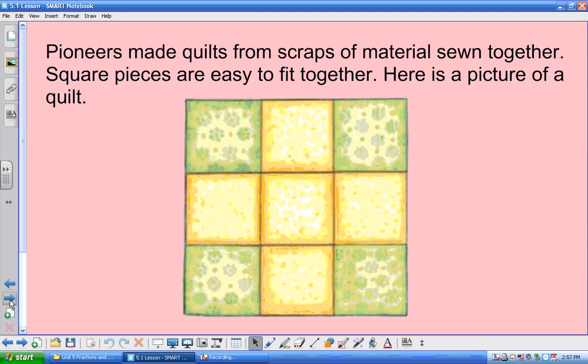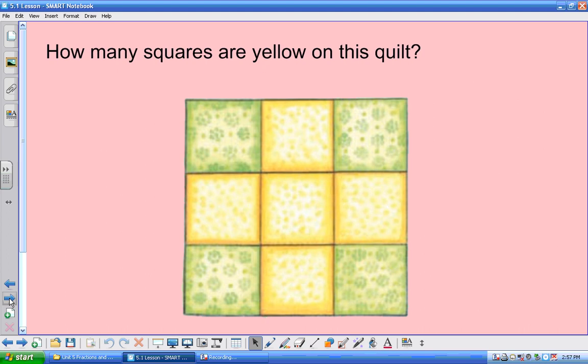Pioneers, many, many years ago, made quilts from scraps of material sewn together. Square pieces are easily fit together. Here is a picture of a quilt. Now, it's kind of hard to tell because I'm looking at this going, can you guys tell the difference between the colors? Yes. You can? All right, so there's green and yellow.